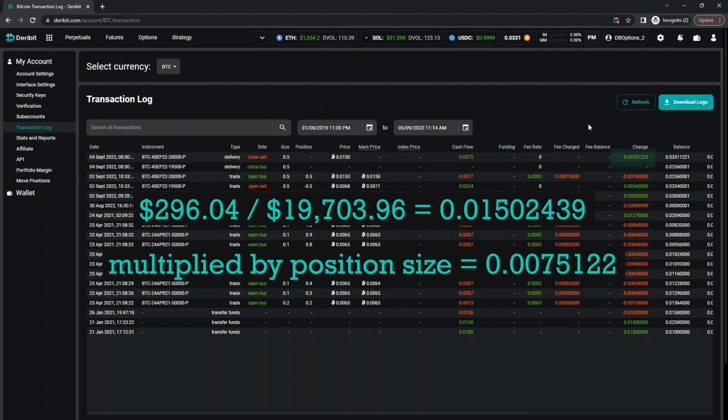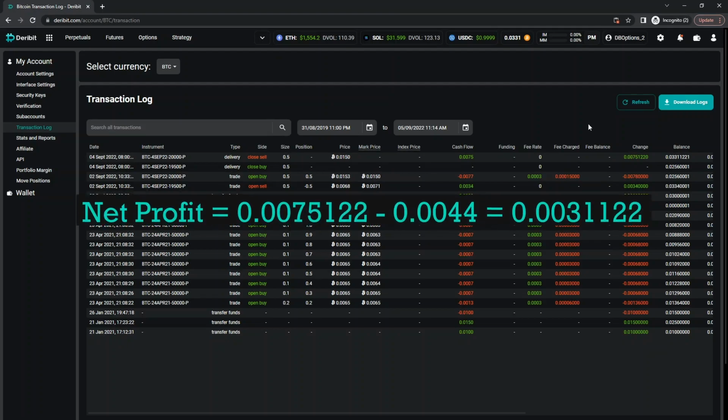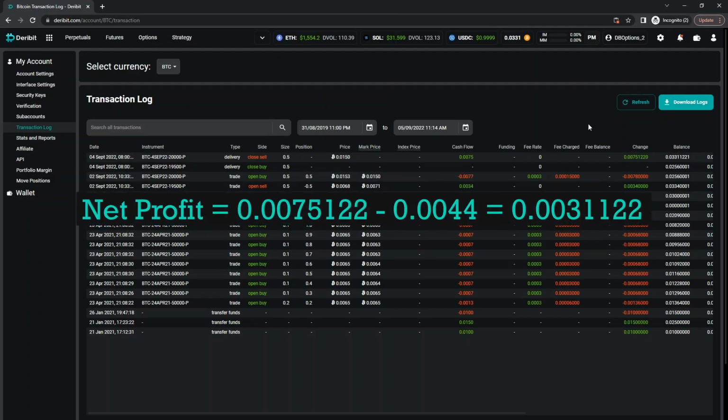We can see the amount of 0.0075122 that we received in the change column. As we initially paid a total of 0.0044 for the spread, including fees, this means our net profit after the trade is 0.00311122 Bitcoin. If we compare our balance before and after the trade, it has increased by this amount.